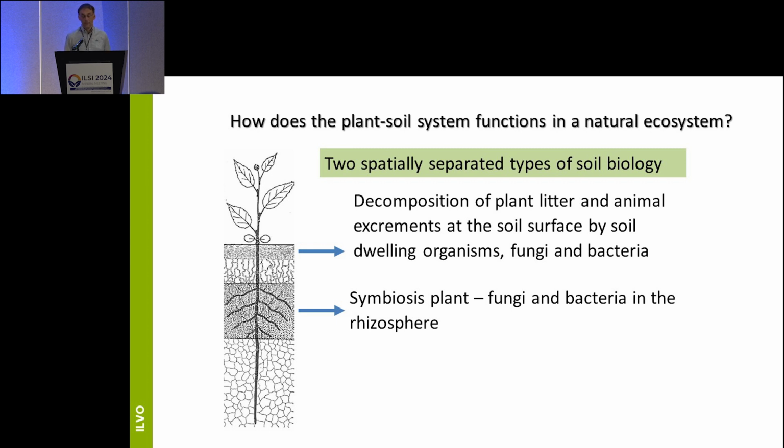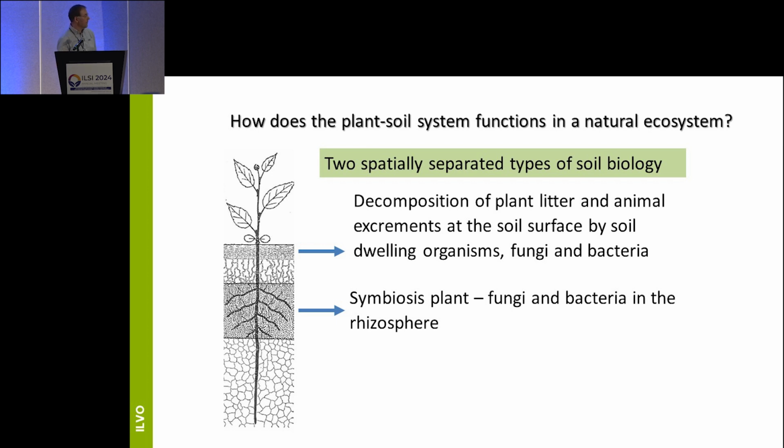Because natural ecosystems are mostly quite climate resilient due to the natural performance of the system. In a natural ecosystem, and you look to the plant soil system, you have two spatially separated types of soil biology.